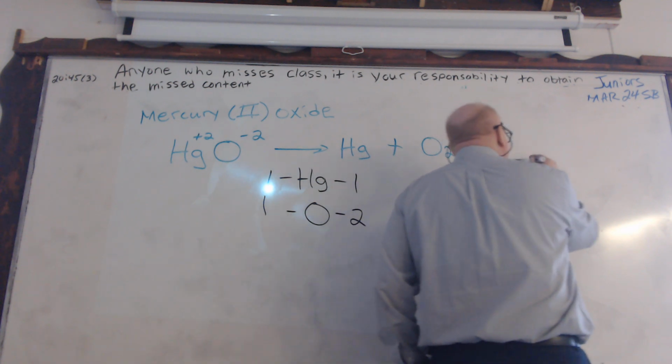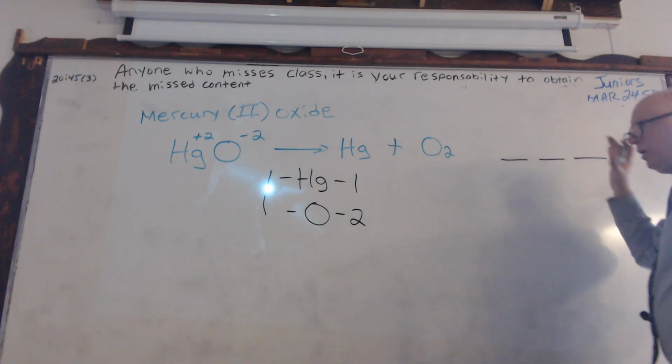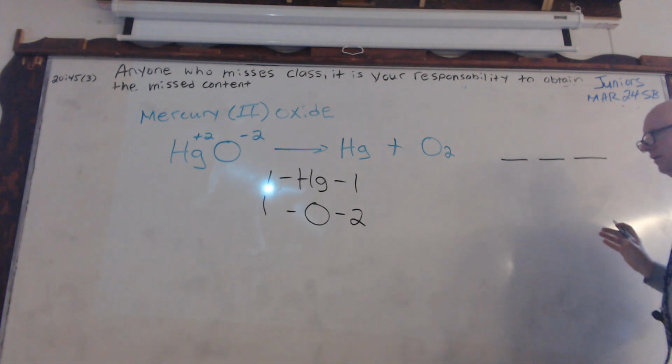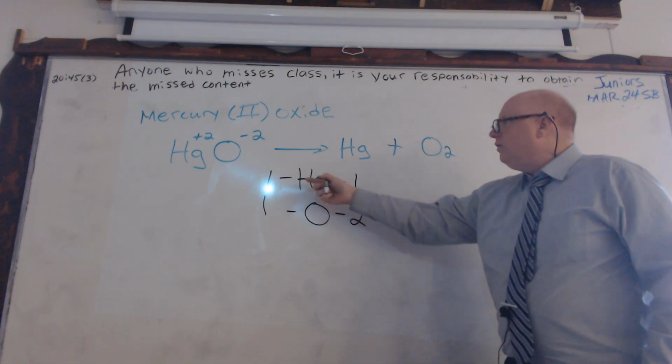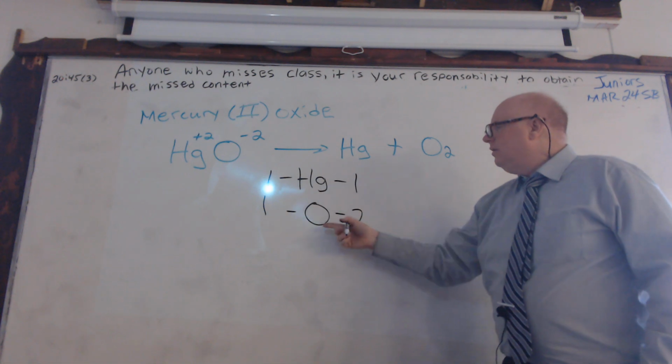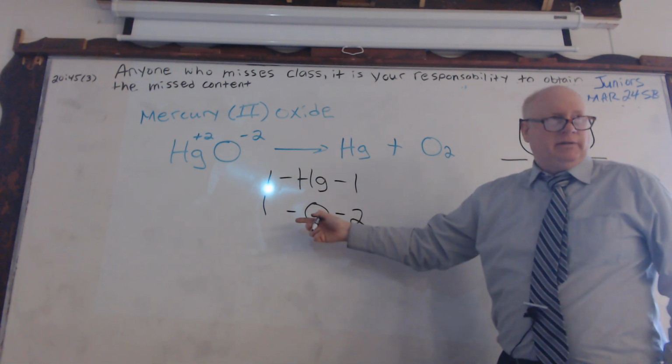So there would be 3 horizontal blanks that all have 1s in front of them because we have not changed anything yet. So how can we get this to balance out? Well, the mercury is balanced. The oxygen, there's 2 on the product side and only 1 on the reactant.